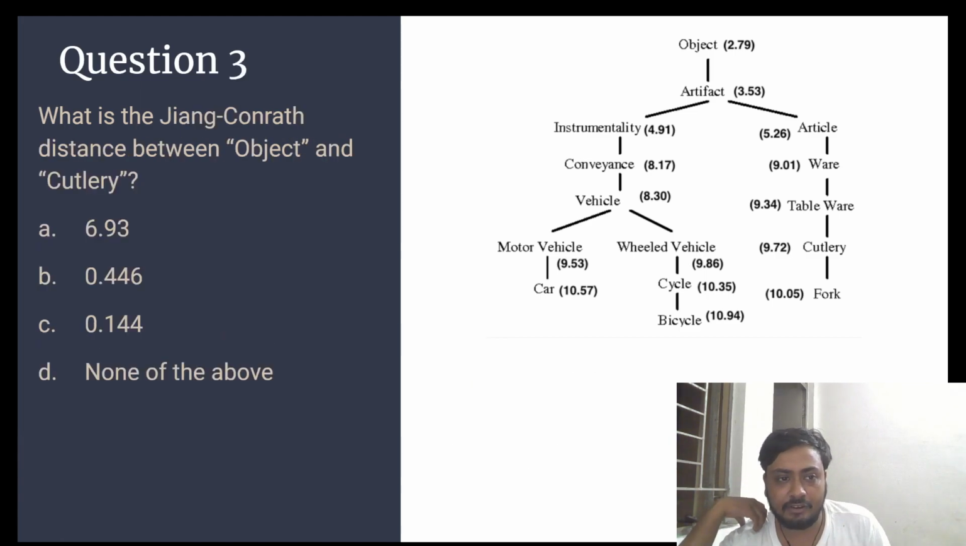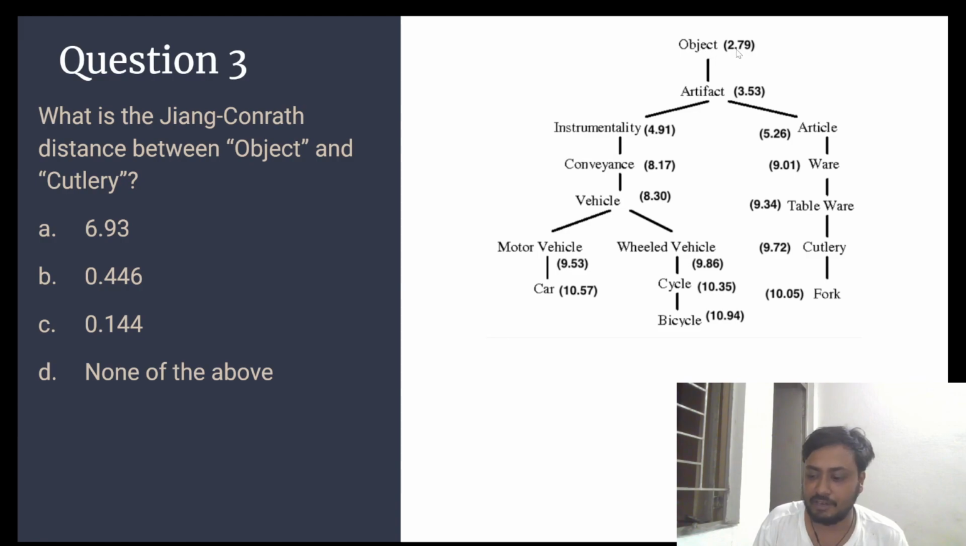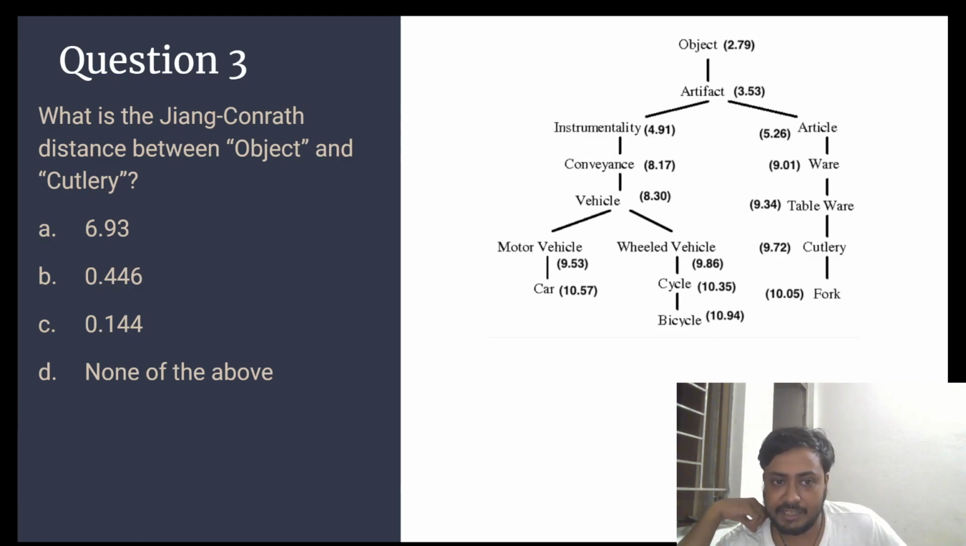This is Jiang-Conrath distance. So you have to find out the Jiang-Conrath distance between object and cutlery. So object is over here and cutlery is over here. So what is the formula for calculating Jiang-Conrath distance? 1 upon one upon sum of their ICs minus 2 into IC of LCS.